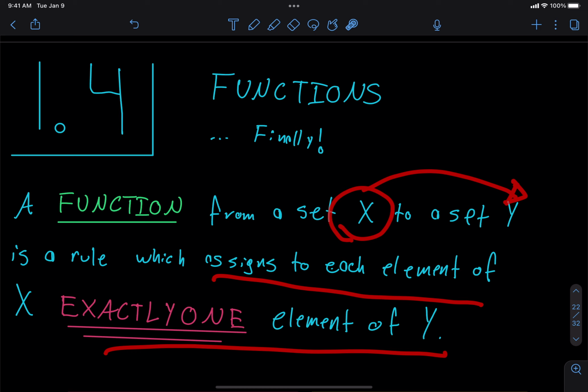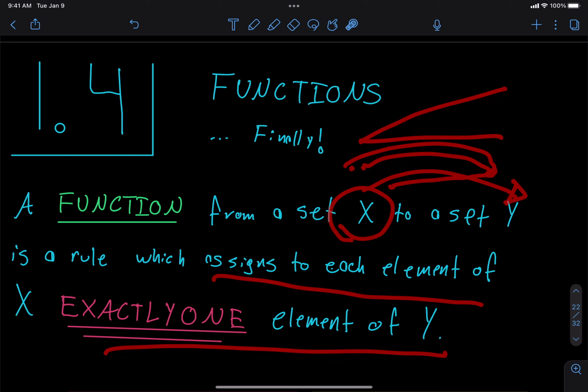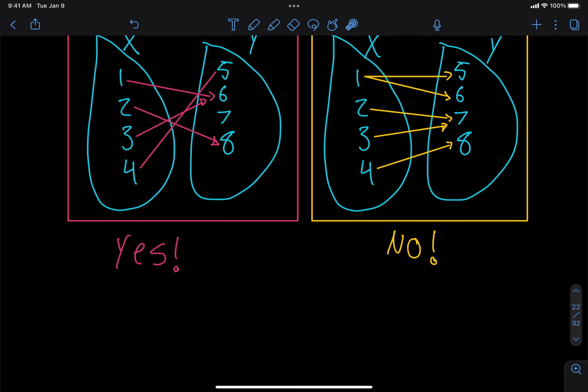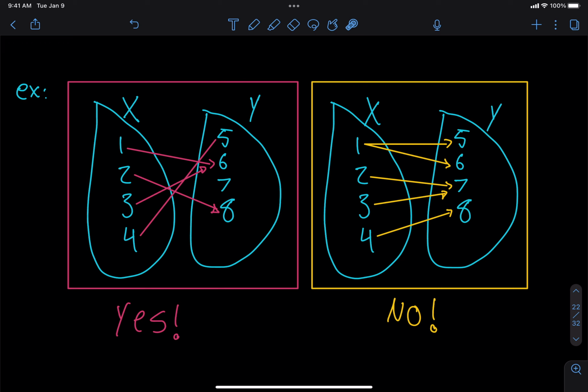So it's possible that we have multiple things in x that all map to the same thing in y. But what is not possible is for one thing in x to map to 2 different things in y, okay? So that's what functions are all about. Let's see an example of that in action. Here's a function that is mapping the set x of numbers 1, 2, 3, and 4 to the set y of numbers 5, 6, 7, and 8. This function assigns to 1 the value 6, and it assigns to 2 the value 8.